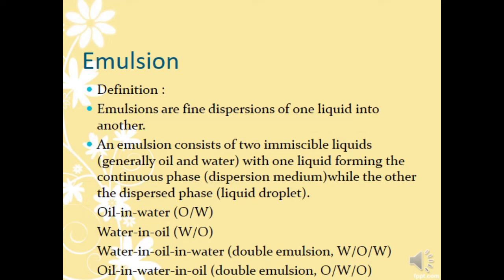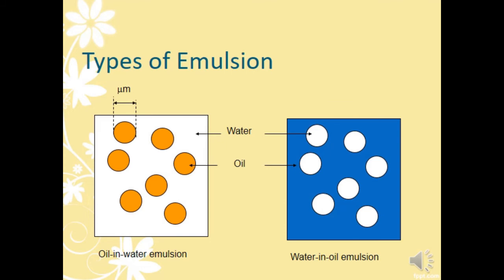And there are four types of emulsion: oil in water, O/W, water in oil, W/O, water in oil in water, or oil in water in oil. Both of these are double emulsions. This figure shows the types of emulsion. The first one is oil in orange color, oil in water, white is water. Second one, the white circles are water, blue colored are oil. So water in oil.